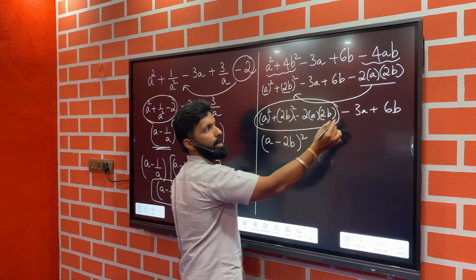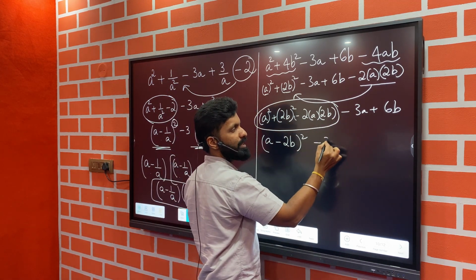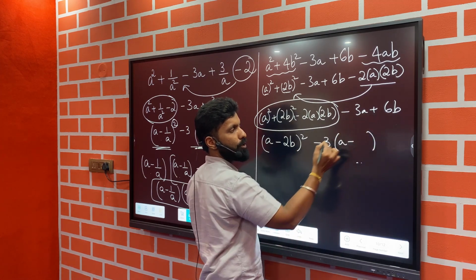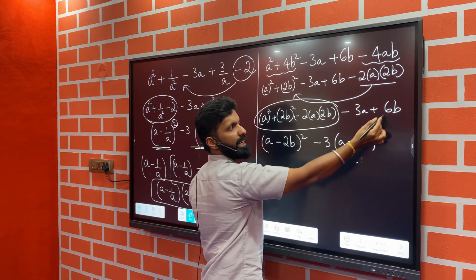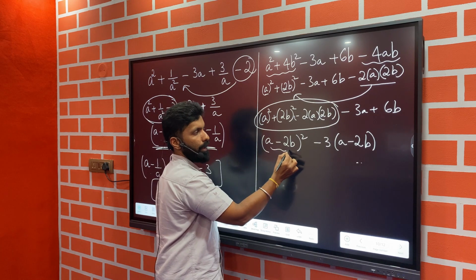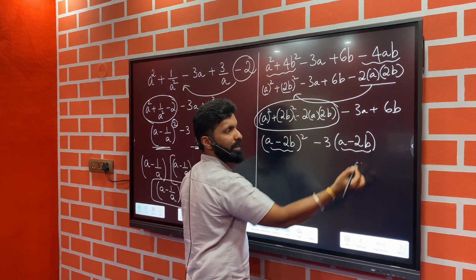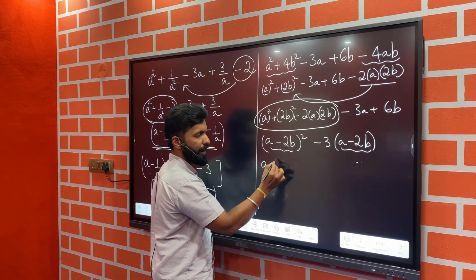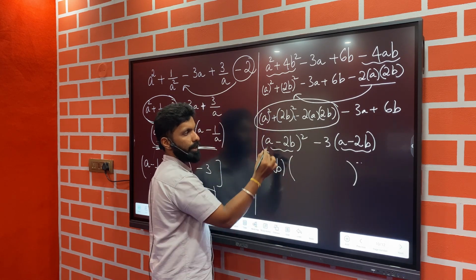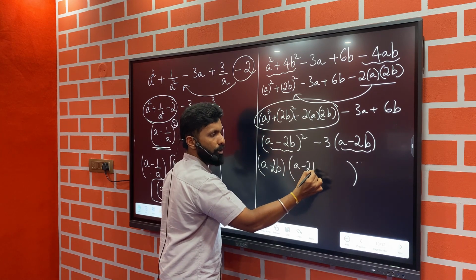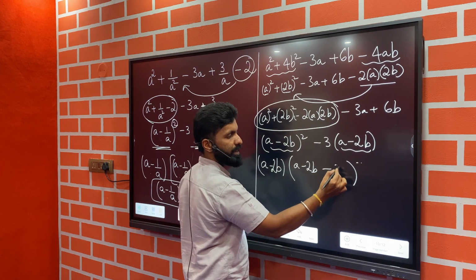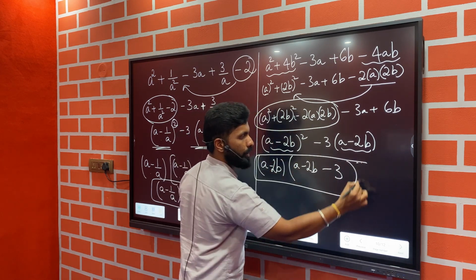Okay. Now, what's common from these two? Minus 3 is common. A minus into what is plus? So, minus into minus is plus. 3 into how much is 6? 2. B. Are you able to observe a minus 2b? A minus 2b is common. So, remove that common factor, a minus 2b. So, what's inside the bracket? Again, a minus 2b, because a minus 2b into a minus 2b is a minus 2b the whole square. And here, minus 3. So, this is your final answer.